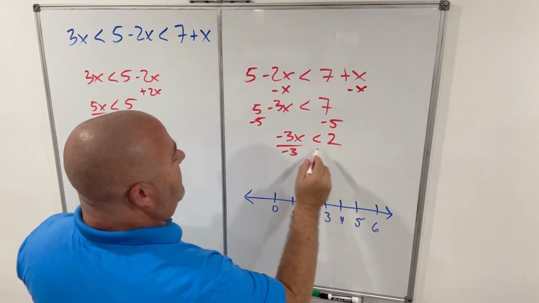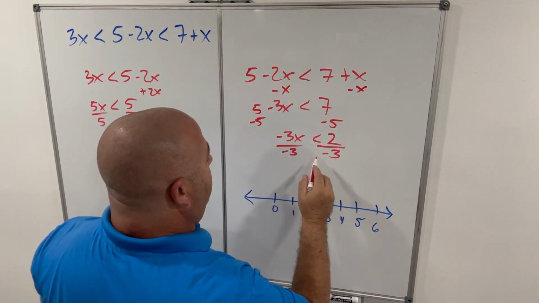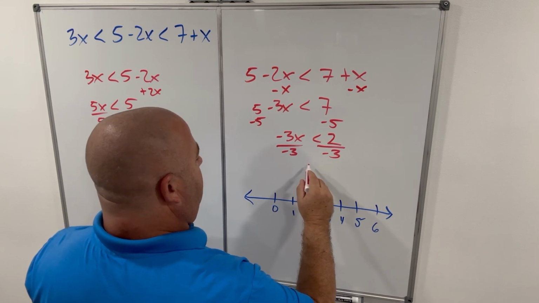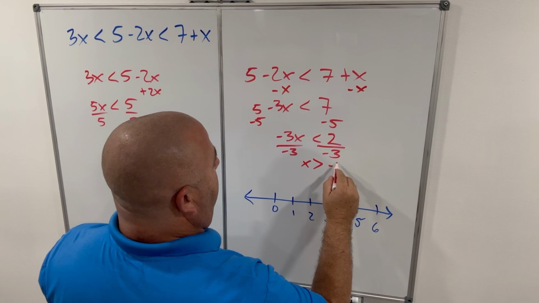Divide both sides by a negative 3. Now we've got to change the sign since we're dividing by a negative, and we get x now is greater than a negative 2/3.